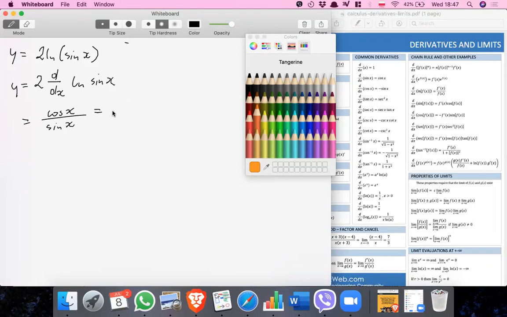And that's cotangent of x. And actually, let me just remember about that coefficient. So that should be 2 cos x divided by sin x, which is 2 cotangent of x.